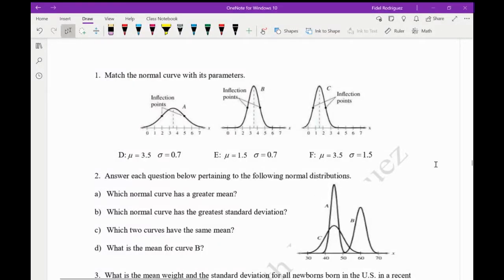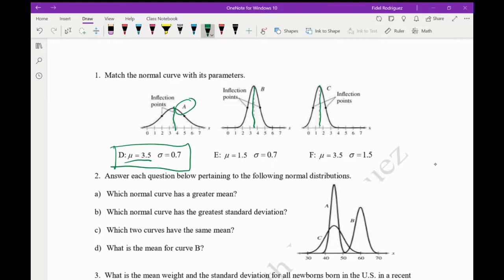Okay, so it says match the normal curve with the parameters. Remember, the number here in the middle is going to be our mean. This here is going to be our mean every single time. If I look at the first one, labeled D, it says my mean is 3.5. So what I'm going to do is look at my pictures A, B, and C.